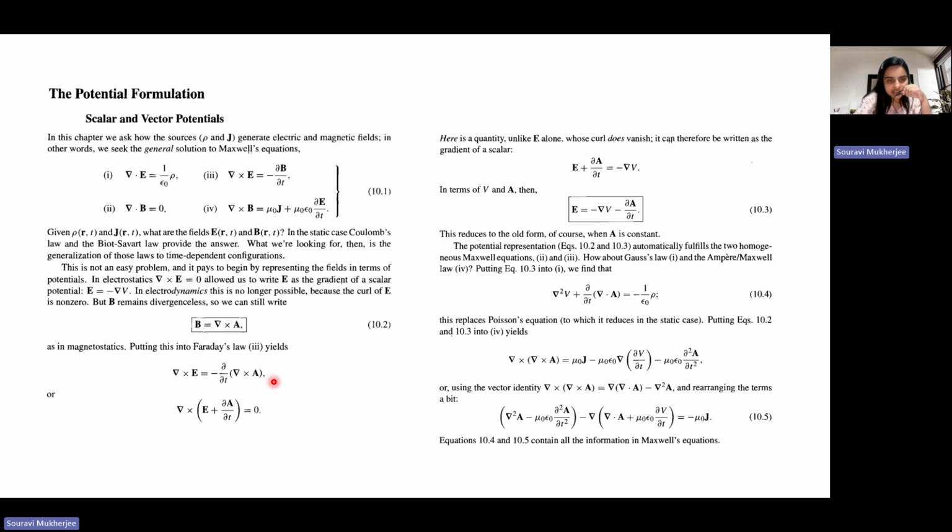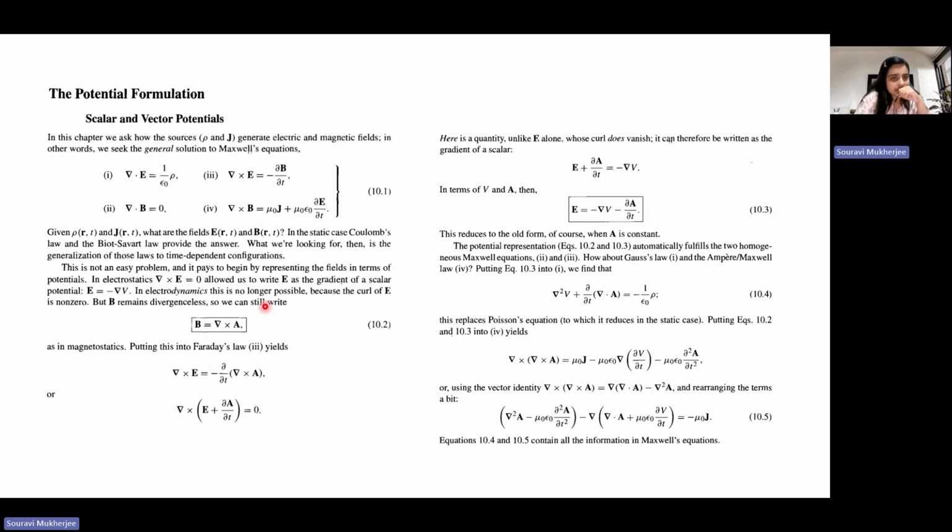Now you can take this to the left-hand side, and with the rearrangement, what you get is a new quantity, E plus del A/del t, and the curl of this quantity is 0. This is what is coming from the Maxwell's equations. Now we know from our knowledge of vector algebra that if there is something whose curl is 0, you can always choose that quantity to be the gradient of some scalar. We have also done similar things in electrostatics, right? When curl of E was 0, you could write E as minus grad V.